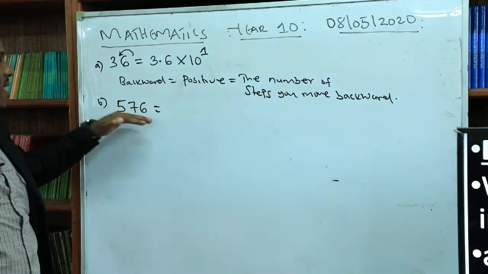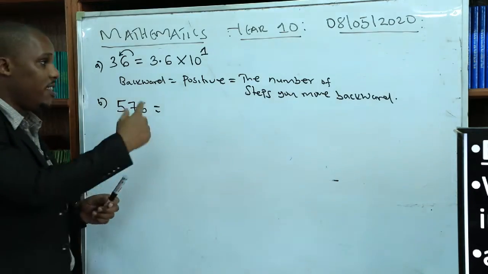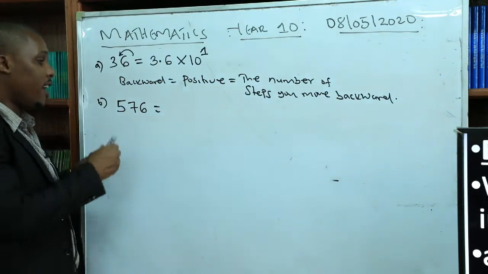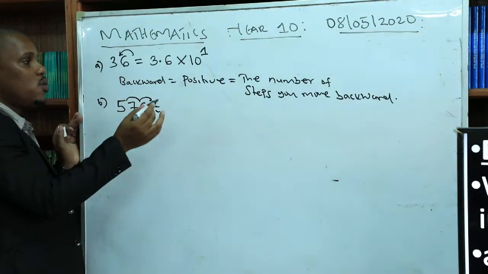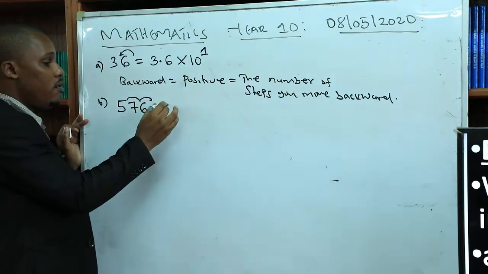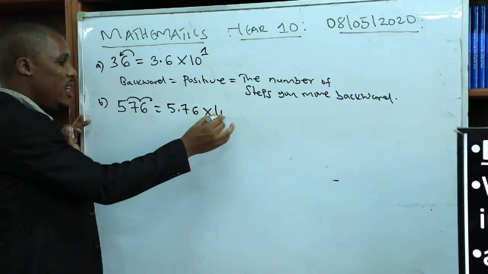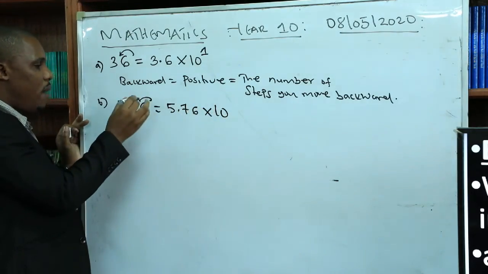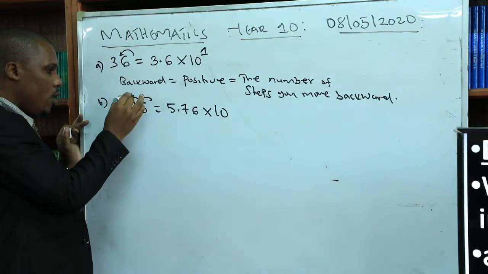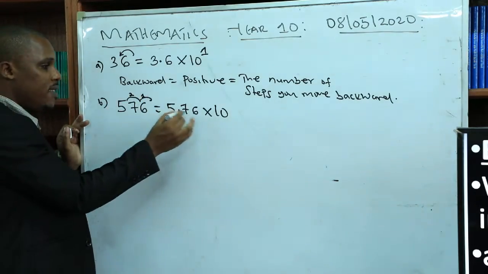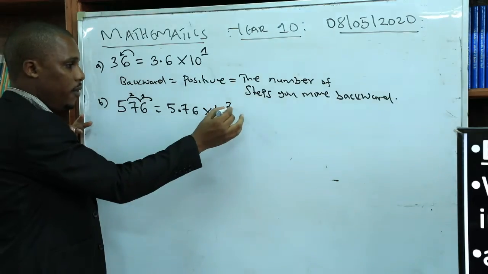So then, how many steps are we going to move backward in order for us to be within the range of between 1 and 10? Again, it's going to be step 1, then step 2. So you are moving 2 steps. So ideally it is going to be 5.76 times 10 to the number of the steps that you have moved backward. It was there, number 1, and then here you have number 2. So that's why you're having 5.76, then times 10 to the number of the steps. So times 10 to the power 2 there.